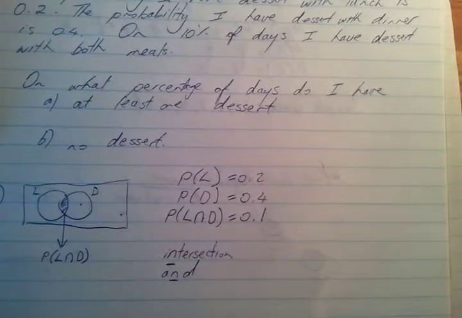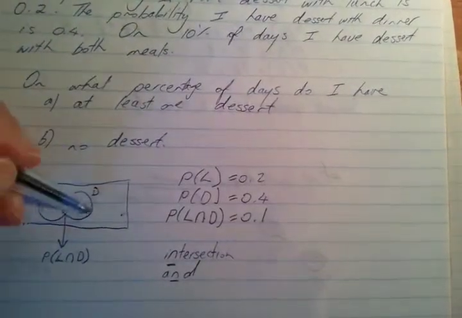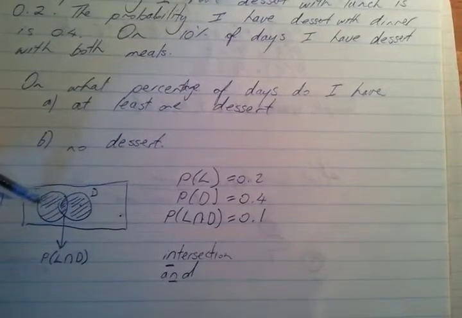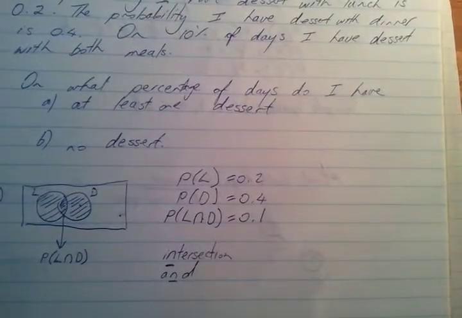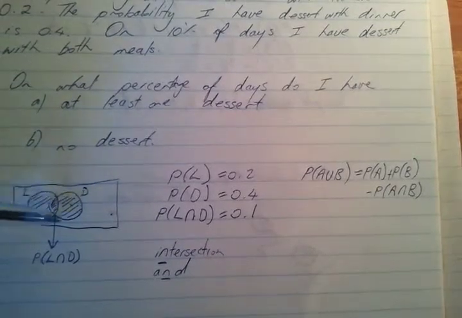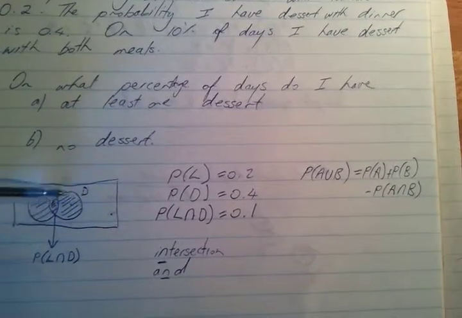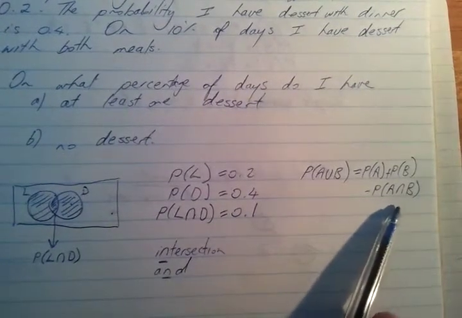Now we're wanting the probability that I have dessert with at least one meal. So I have at least one dessert. In my diagram, that's meaning all of that circle, and what's in the middle for the intersection. So there's a formula that we've got that says the probability of A union B, because that's both circles added together, is equal to the probability of A plus the probability of B minus the probability of A intersection B. Now if we look at our Venn diagram, we can see why that would happen, because if we took the probability of L and added that to the probability of D, we would have counted this overlap bit twice. We would have counted it when it was in the L circle and also when it was in the D circle, which is why we have to subtract that intersection.